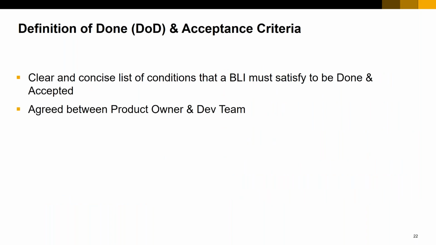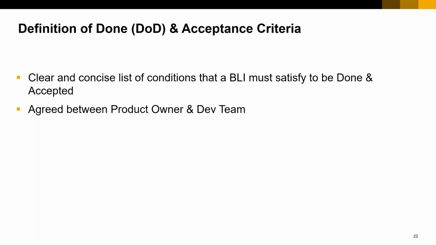Now, what happens at the end of it? There is a definition of done and there is acceptance criteria. End of day, these two terminologies are nothing more than a clear and concise list of conditions that need to be satisfied so that you can accept a piece of work which has been done, right? And these conditions have to be agreed between the product owner and the product development team that you are working with.